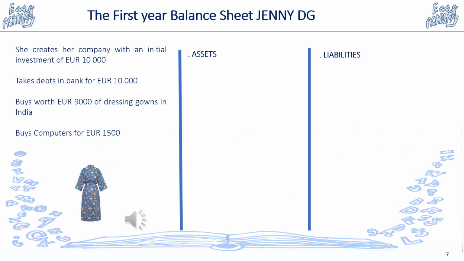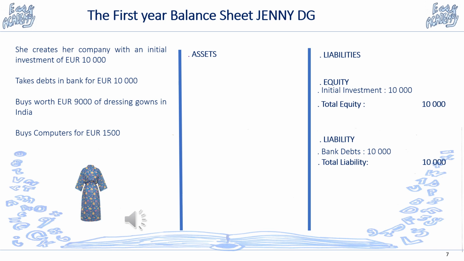Now, what will her balance sheet look like? Her equity is her initial investment of 10,000 euros. Her liability, the bank debts for 10,000 euros. Total liabilities will be 10,000 plus 10,000, 20,000.